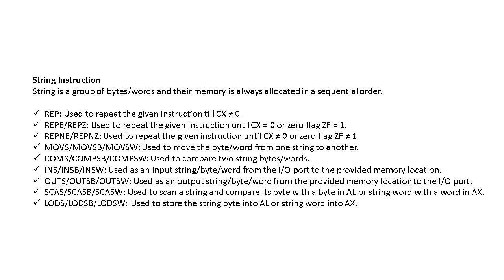OUTS or OUTSB or OUTSW, used to output string byte or word from the provided memory location to the input output port. SCAS, SCASB, SCASW, used to scan a string and compare its byte with a byte in AL or string word with a word in AX. LODS or LODSB or LODSW, used to store the string byte into AL, the lower order, or string word into AX.